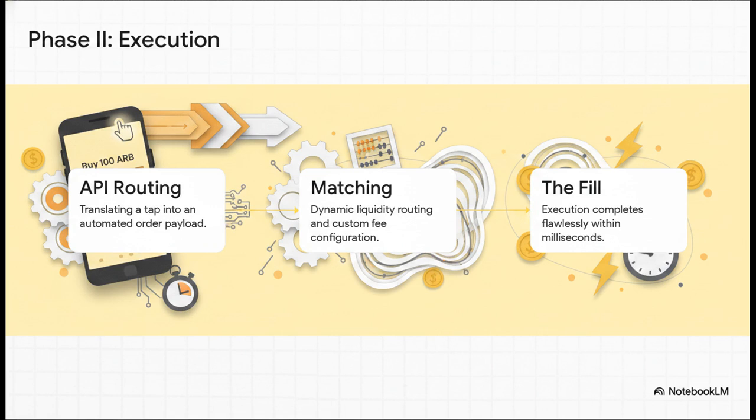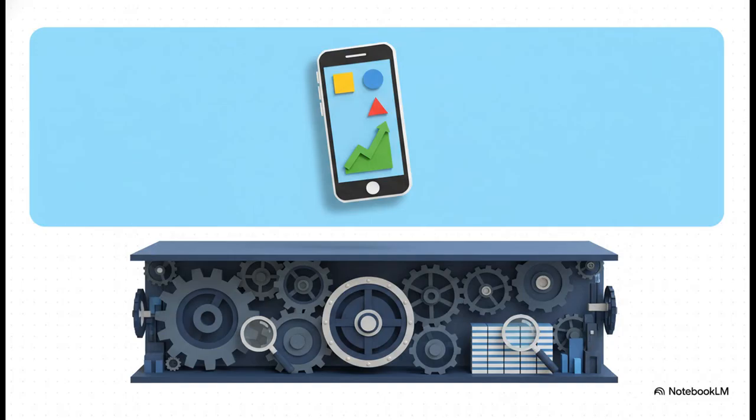And the craziest part about all of this? While traditional stock settlement can take days to finalize, this entire sequence, from the physical screen tap to the dense API payload, right down to the final market match and execution, happens in a matter of milliseconds, literally the blink of an eye. Which brings us to Phase 3, holding in the portfolio.